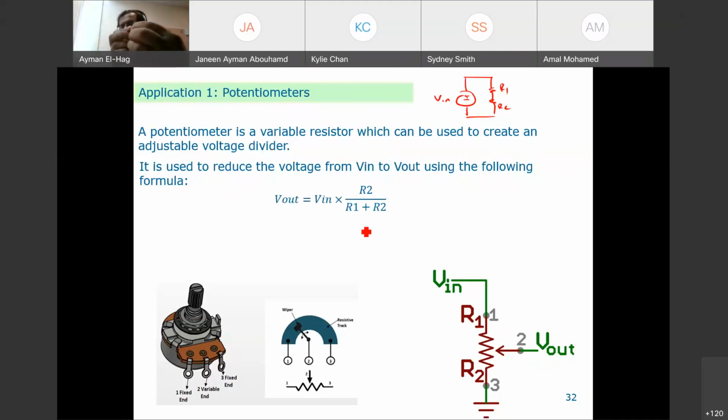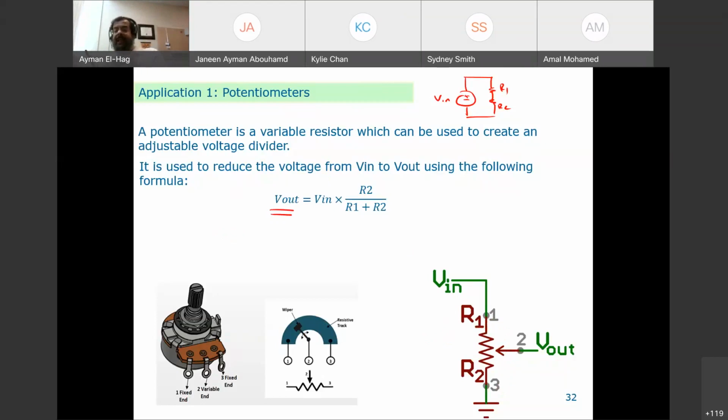Now, here is the point. When I start rotating this, I'm going up and down, so your R2 value is changing. R1 is not changing. R1 is the resistance between 1 and 3, so this is fixed. But R2 is between 2 and 3, so as you go up or down, you are changing R2. If you change R2, you are changing V out.